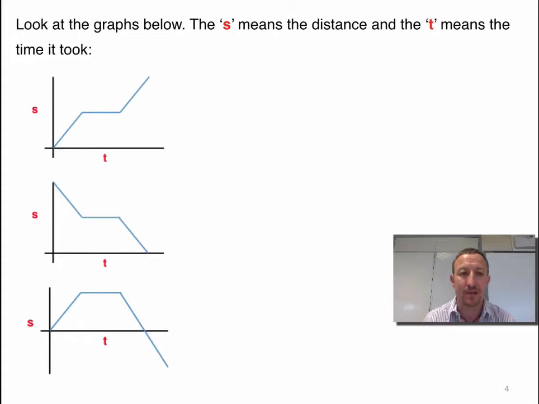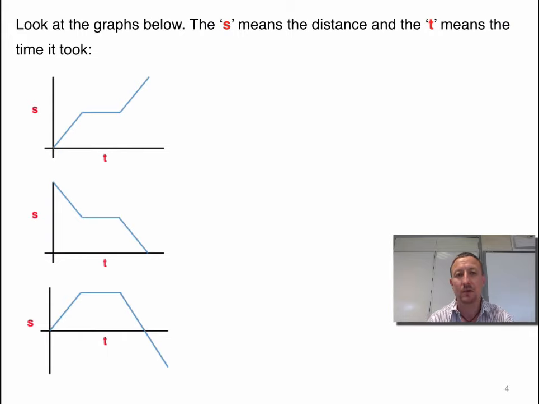If we look at the first graph, the top graph, we can see we start at 0, 0. That means at time 0, we're starting at home. If we split the graph up into 3 sections, in the first section the line going upwards means we're moving away from home. Because we're going into the positive section, we are going in front of home. The line is straight, which means it's a constant speed. So we travel at a constant speed in front of home, and then the line goes horizontal.